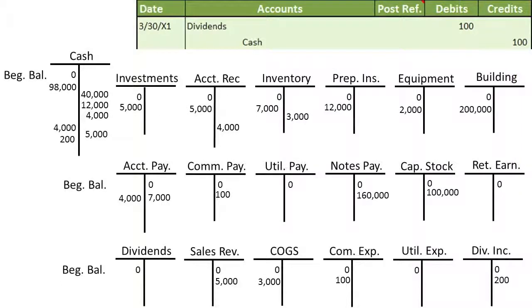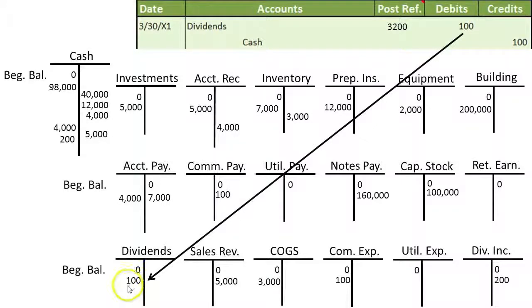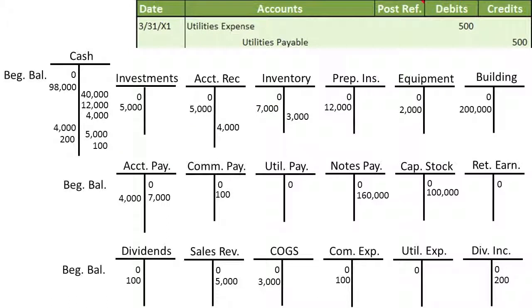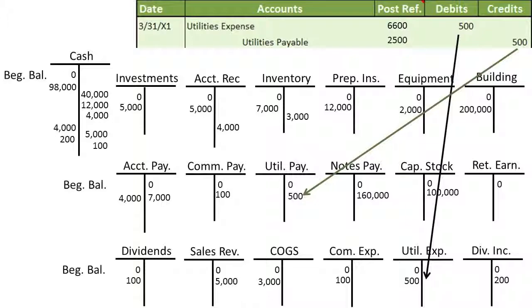We then paid out a dividend to our shareholders. Our dividends increased $100, that's a debit, which will wind up decreasing our retained earnings. Our cash decreased because we paid it out. That will be a credit to cash. Utilities expense increased $500, debit, and utilities payable increased $500, credit.